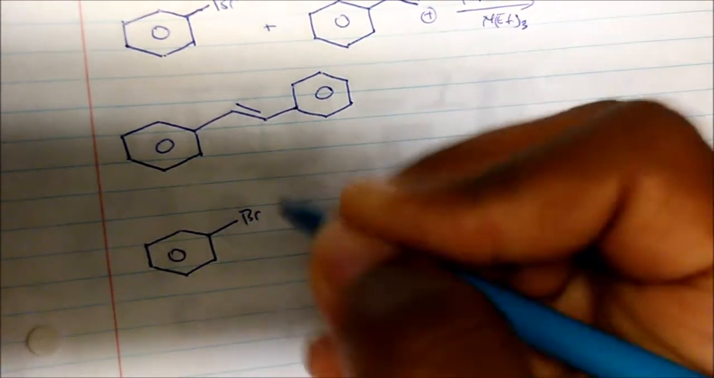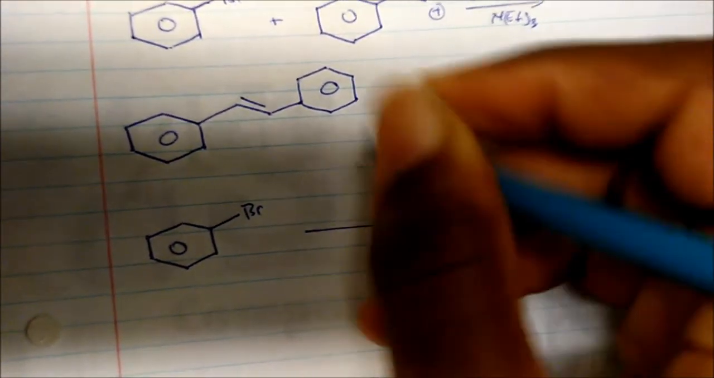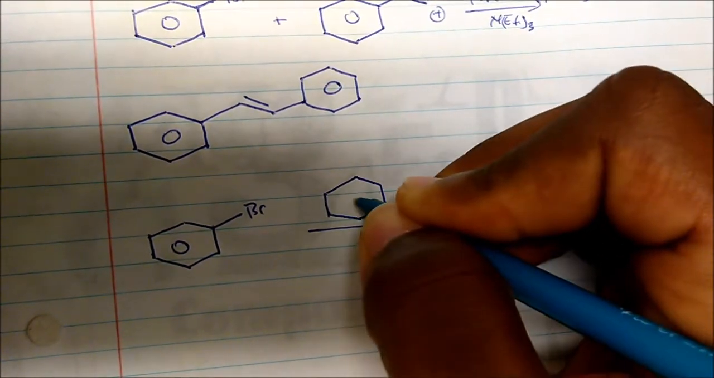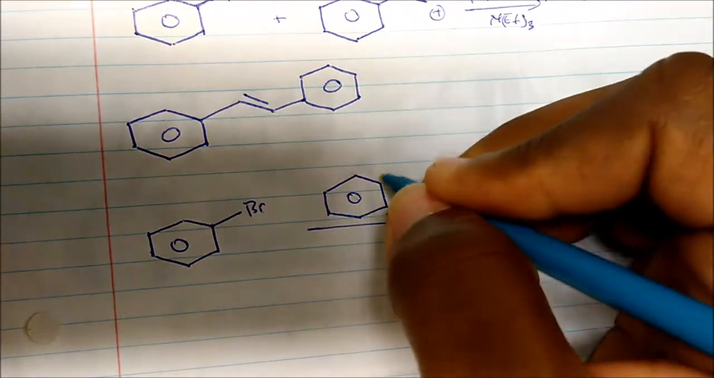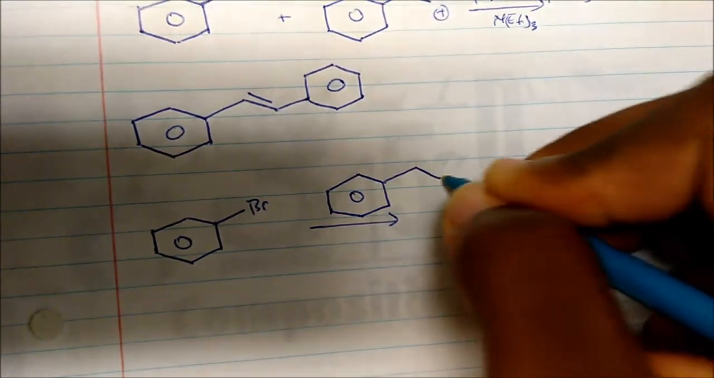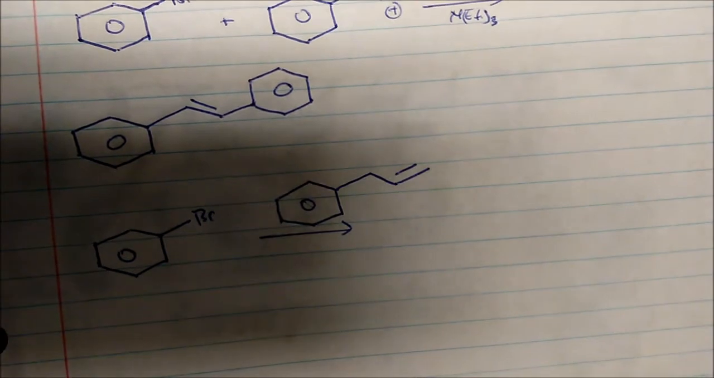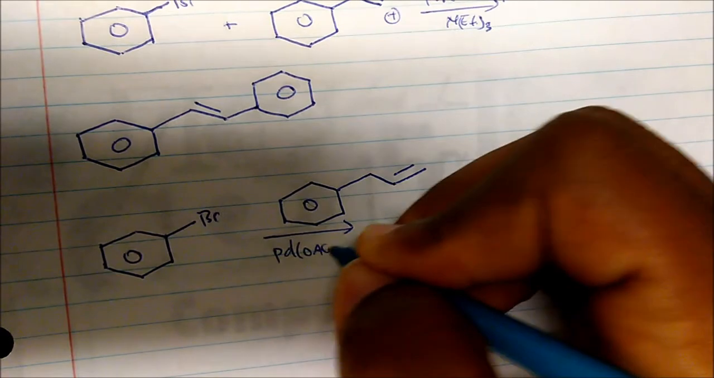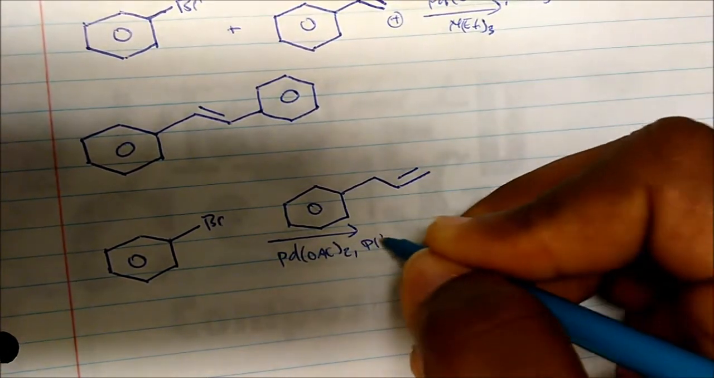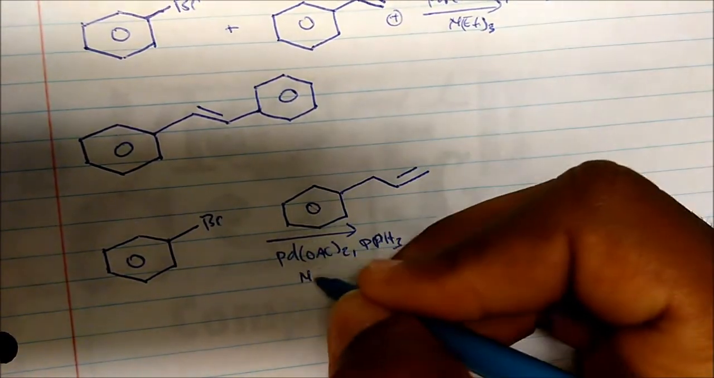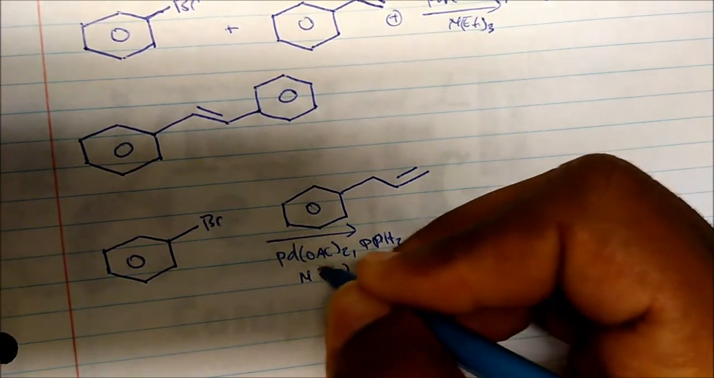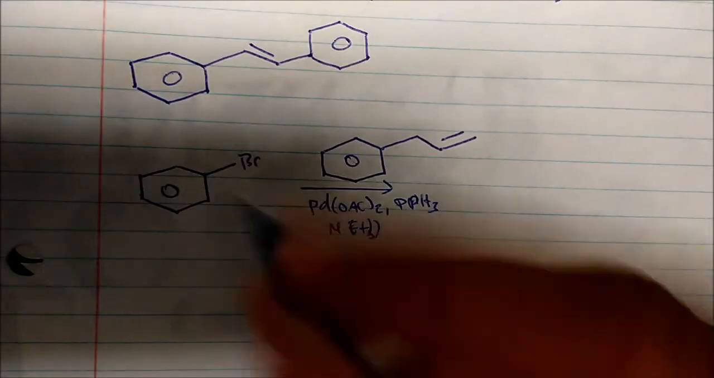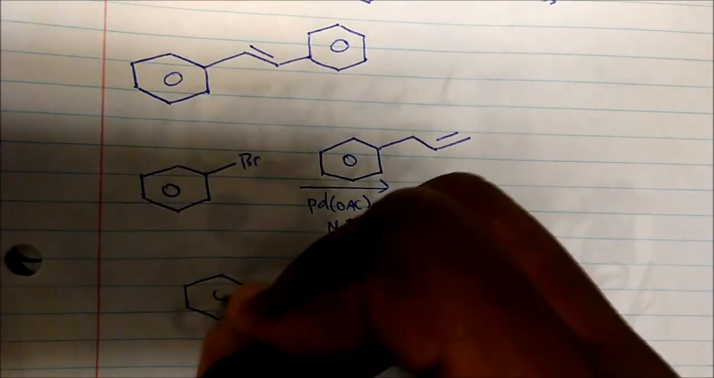Okay, now what about this one? If I take this aryl bromide here and I add, let's use styrene again. You know what, let's use this. Okay. What do I get? Again, we react this with palladium acetate, triphenylphosphine, and triethylamine. Again, we get end-to-end addition. So we're going to form the product.